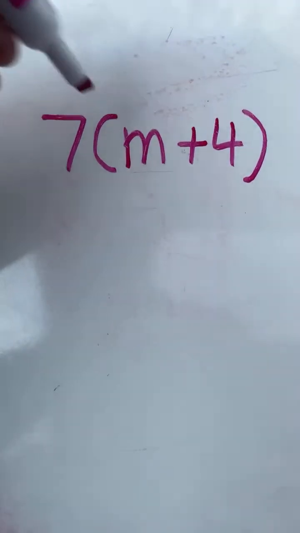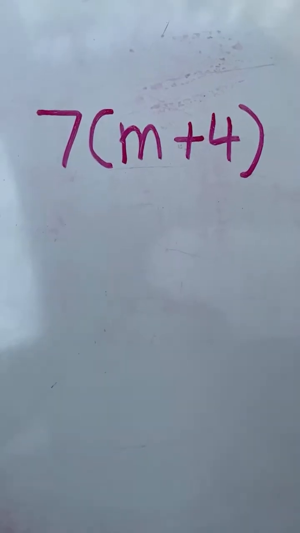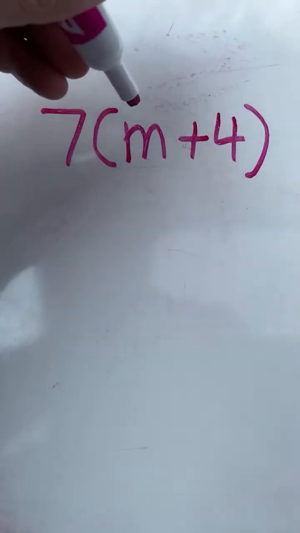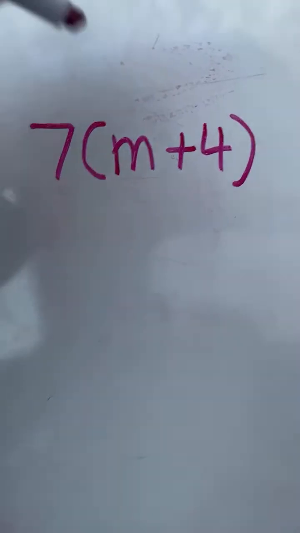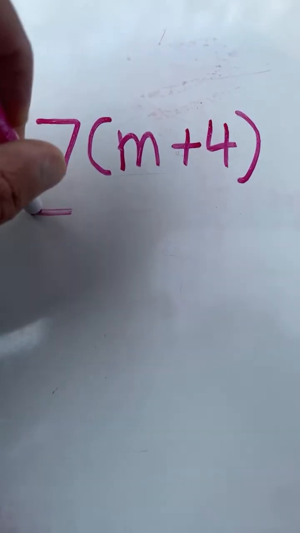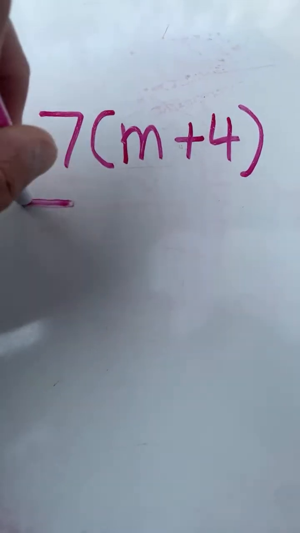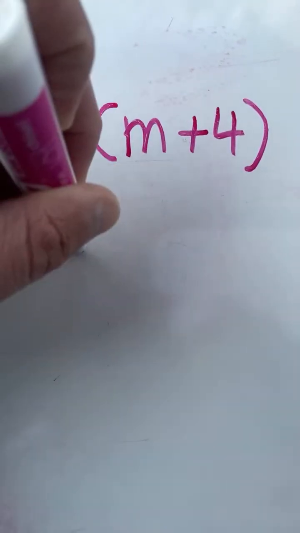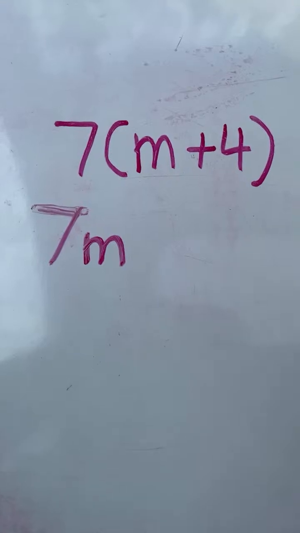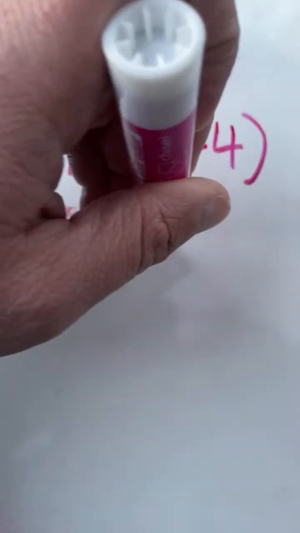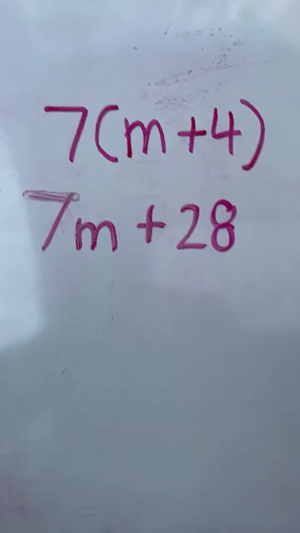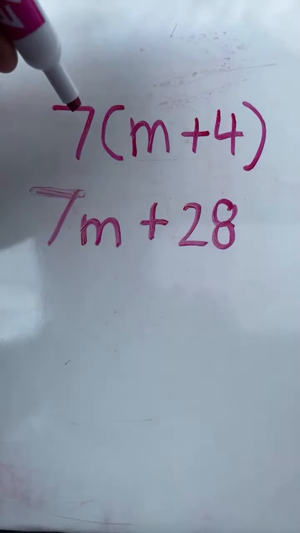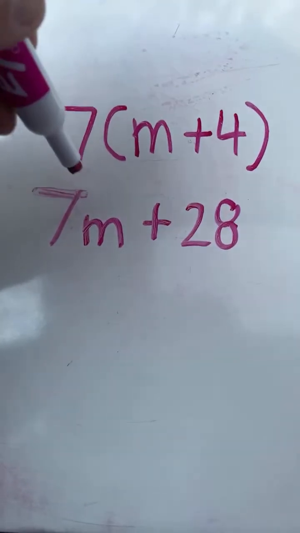So whenever you see a parentheses next to a number, the parentheses acts as a multiplication sign, basically. So basically, we're going to multiply 7 times m, and then we're going to multiply 7 times 4. So 7 times m equals 7m. You cannot add and subtract unlike terms, but you can multiply unlike terms. So we have 7m plus, then we have to multiply 7 times 4. 7 times 4 equals 28. So this numerical expression using distributive property can be simplified to 7m plus 28.